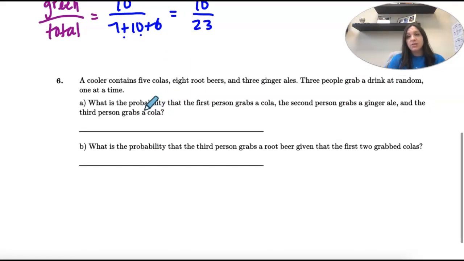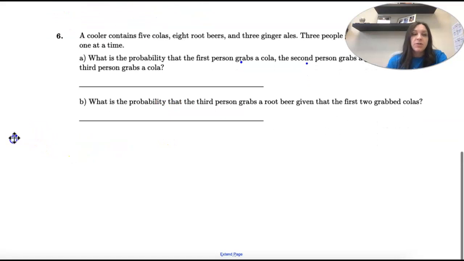So this is a little different. We're using a property that we've used in the past, but not so far in the section. We're going to find the probability 3 times, 1, 2, 3, and then we're going to use the counting principle and multiply them all together. So let's go through. This is part A.